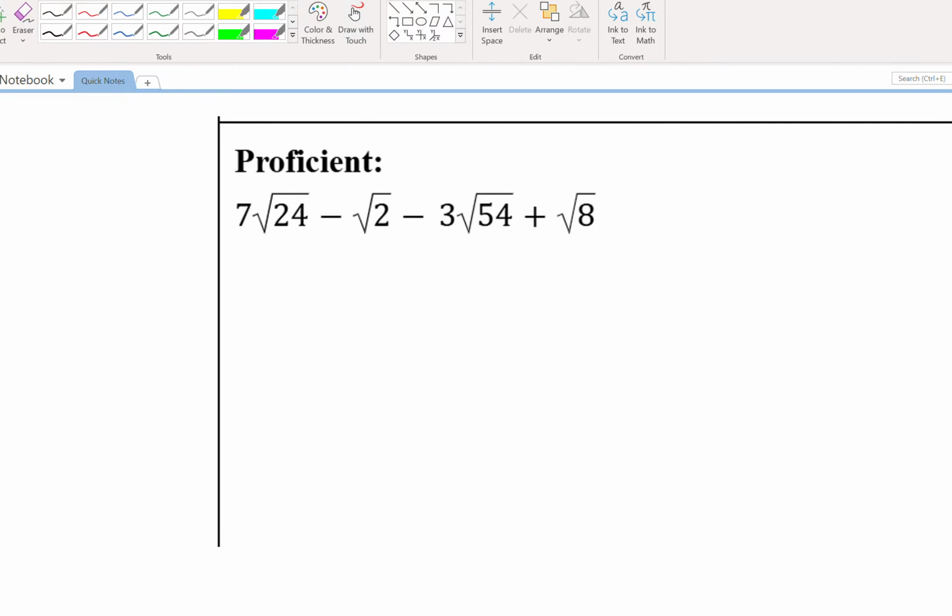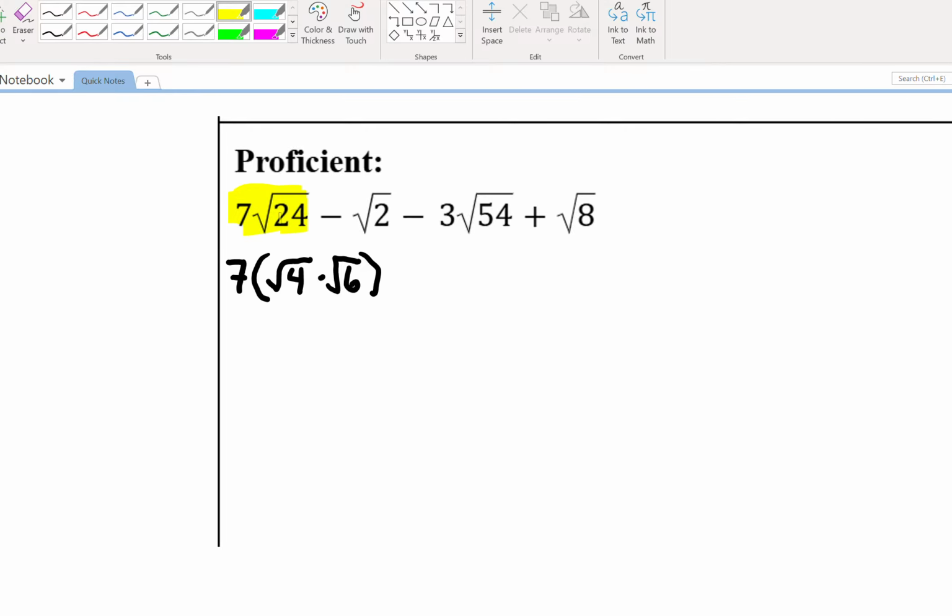I'm not going to spend a lot of time talking about how to simplify these radicals. If you want to know how to do that, there is a whole section on simplifying radicals, and you can look back at one of those videos. So I'm going to do this in what I find to be the fastest way. So 7 times, and the square root of 24 has a perfect square as a factor, which is the square root of 4, times the square root of 6.